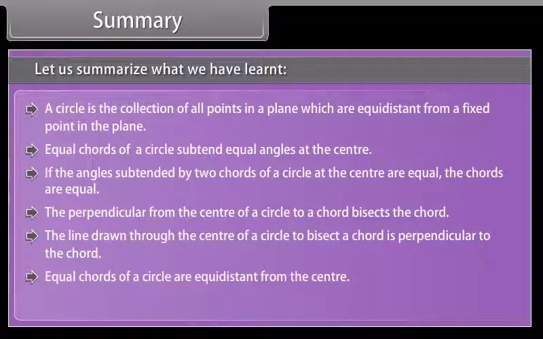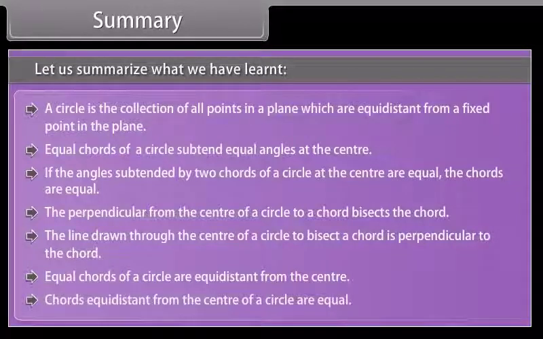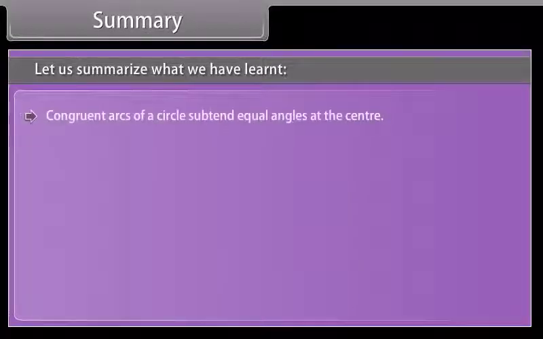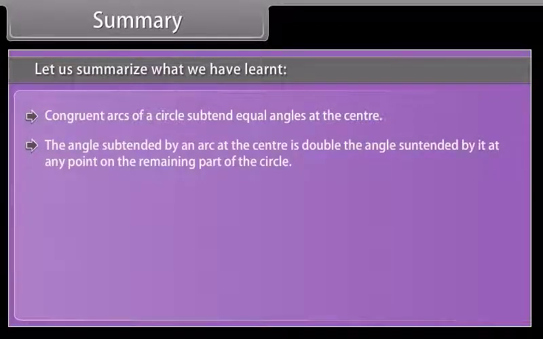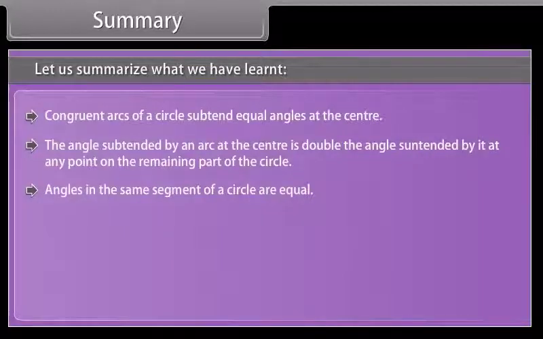Equal chords of a circle are equidistant from the center. Chords equidistant from the center of a circle are equal. Congruent arcs of a circle subtend equal angles at the center. The angle subtended by an arc at the center is double the angle subtended by it at any point on the remaining part of the circle. Angles in the same segment of a circle are equal.